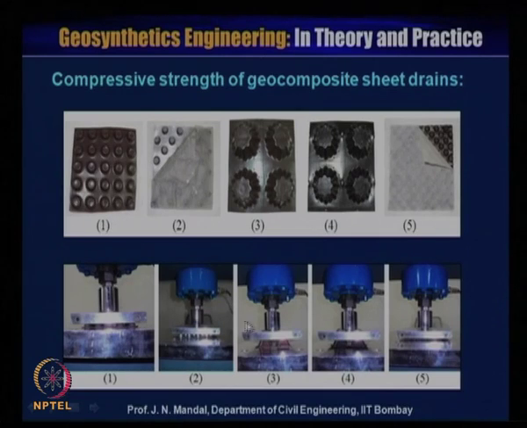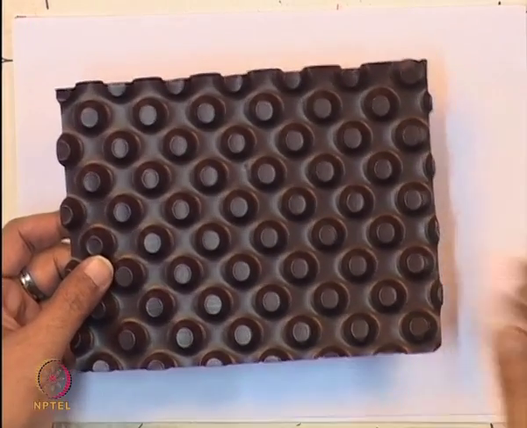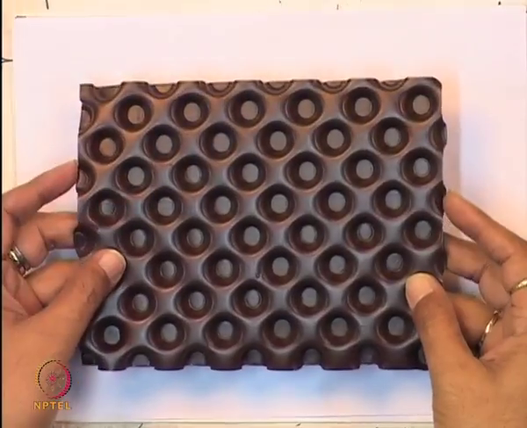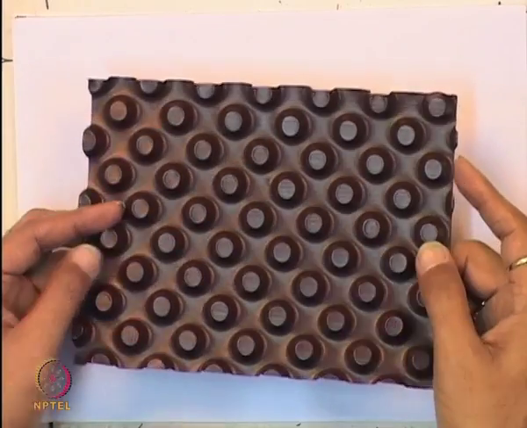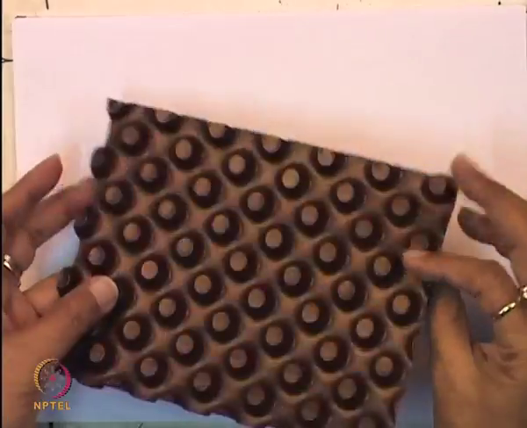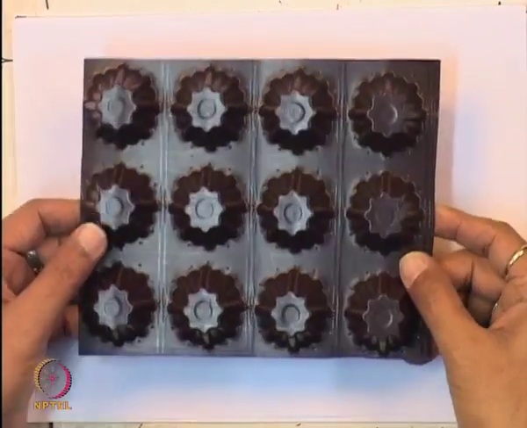So, here we have performed some compressive strength tests of the geocomposite sheet drain. There are different types of the sheet drain. You can have this kind of the sheet drain, you can see this type of the sheet drain. You can see that there is a difference of configuration, and you can see a cap type. Okay, this is one kind. You can have the larger type also. You can see the cap is larger than this.